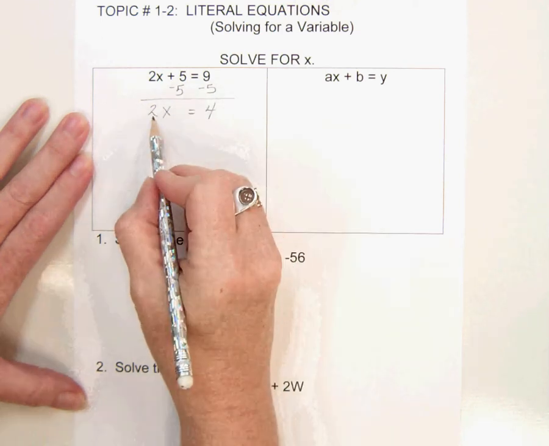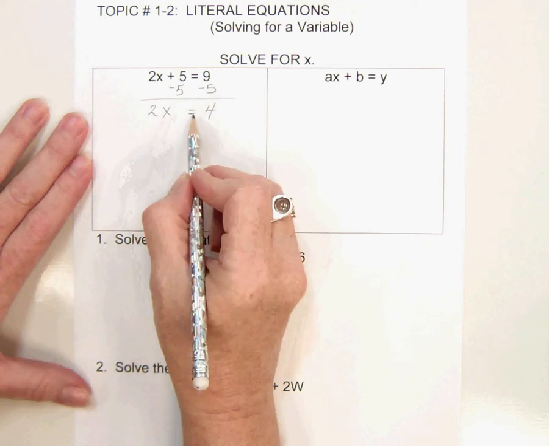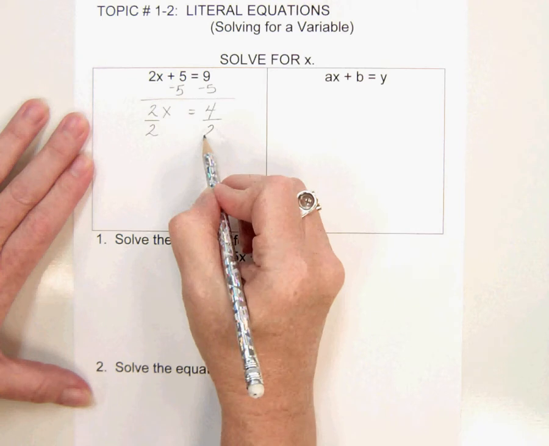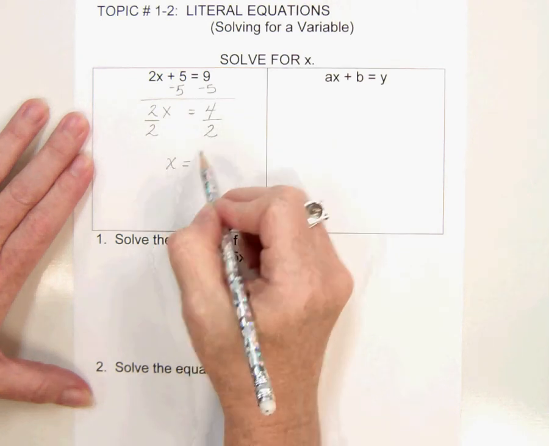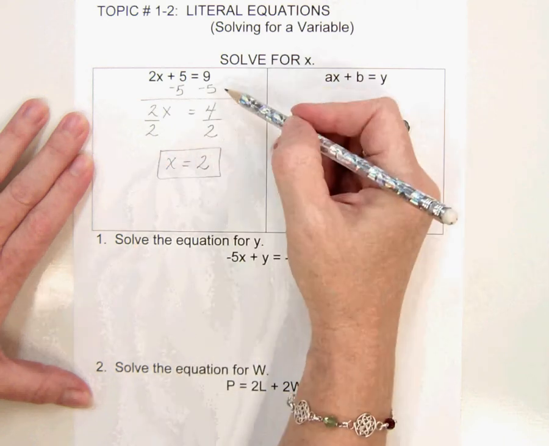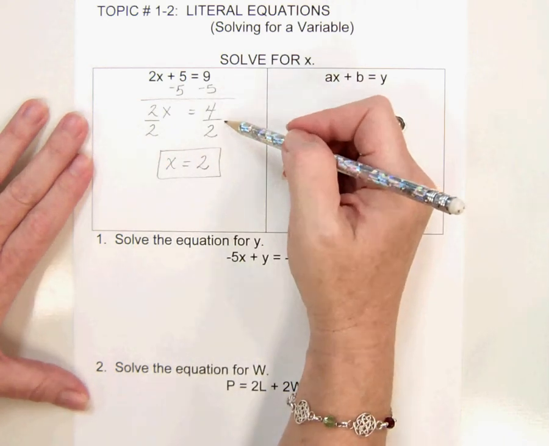This means 2 times some unknown number is equal to 4. To solve for the x, you would divide both sides by 2. 4 divided by 2 is 2. So you get your answer by using the subtraction property and the division property.